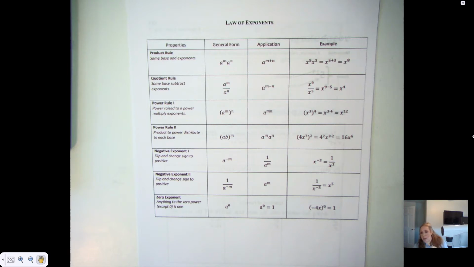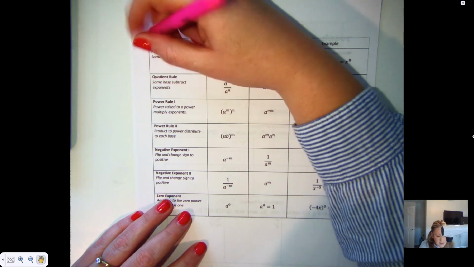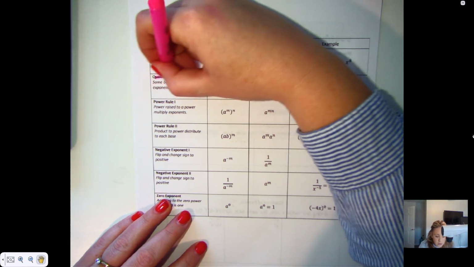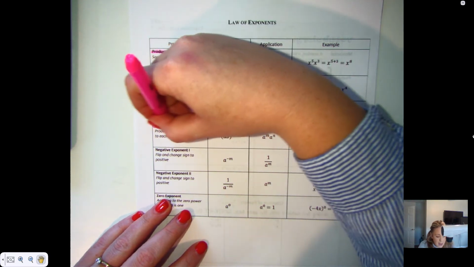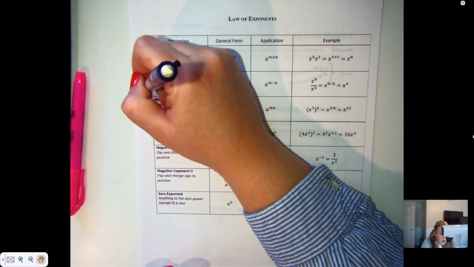Exponents are going to be very important as you move forward through Algebra 1 and into geometry, even non-Regents geometry, regular geometry, and definitely in Algebra 2. So these next few lessons, especially today, are going to be important for us, okay? So today what we're going to be talking about is the product rule, the quotient rule, power rule 1, and power rule 2, okay? So these are going to be all in today's lesson.